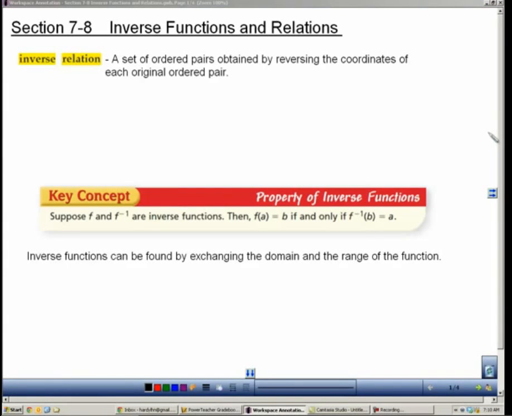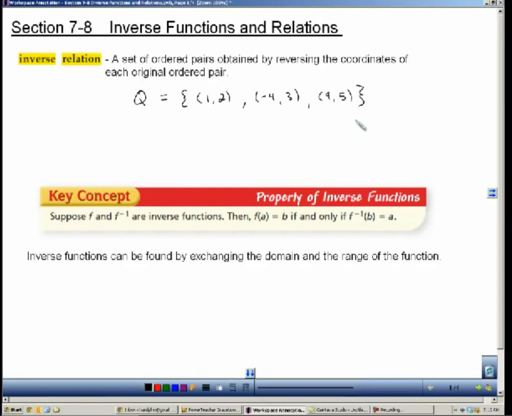Section 7.8 is about inverse functions and relations. An inverse relation is a set of ordered pairs that you obtain by reversing the coordinates on an original set. So if I say that Q equals this set of ordered pairs, it's easy enough to find the inverse of that function. All you do is take the x and y values and flip them. So negative 4, 3 becomes 3, negative 4, and so on.